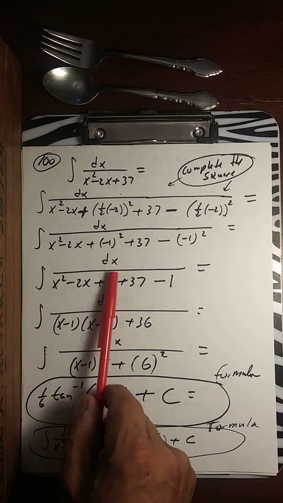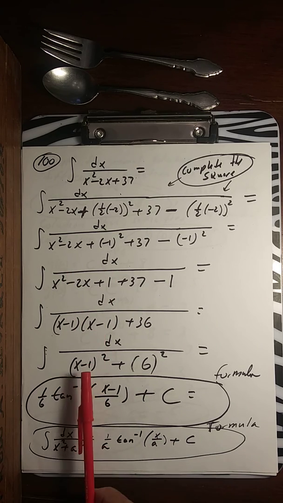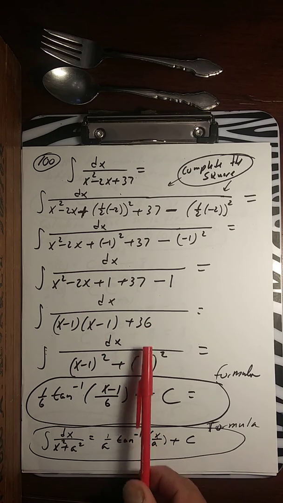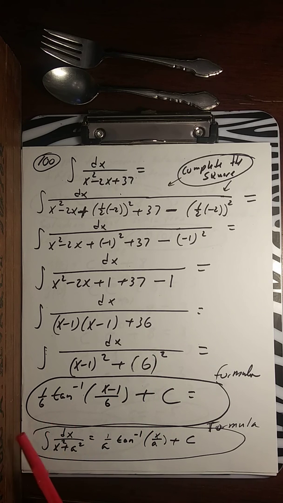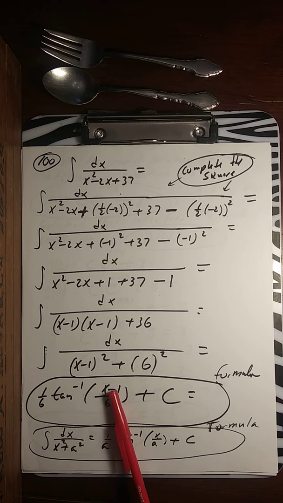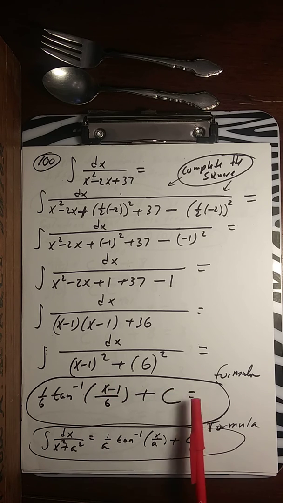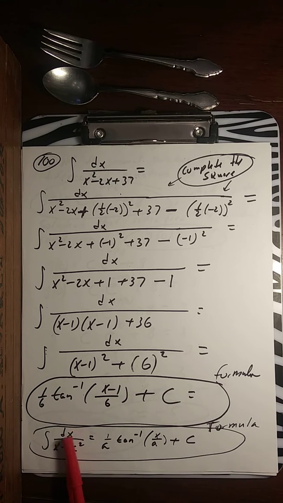Now rewrite this. This factors into x minus 1 squared plus 36, and that's 6 squared. So this is going to be 1/6 tangent inverse of (x minus 1) over 6 plus c. From this formula, the integral dx over x squared plus a squared equals 1 over a times tangent inverse of x over a plus c, we use it for that right there.